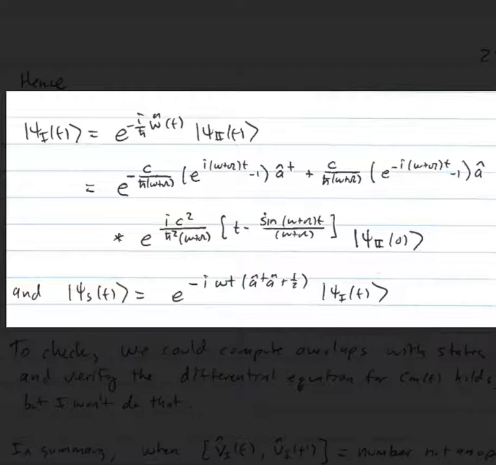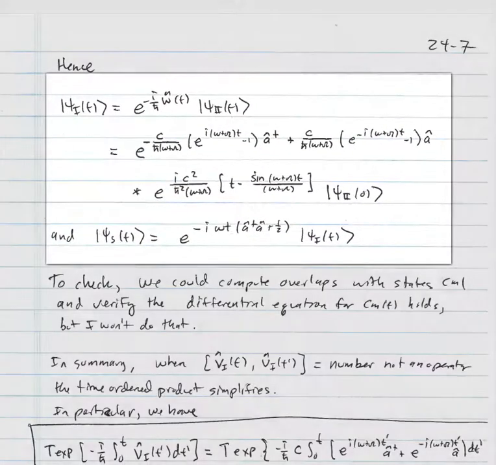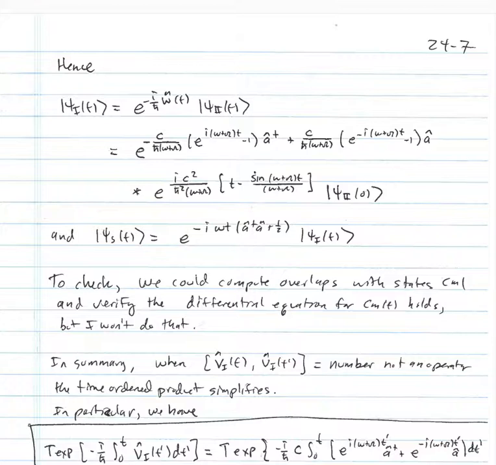Now, using the fact that psi 2 of 0 is equal to psi 1 of 0 is equal to psi Schrodinger of 0 will allow us to re-express that in terms of psi Schrodinger of 0. And then finally, we get the full psi Schrodinger of t by using the expression psi Schrodinger of t is equal to e to the minus i omega t (a dagger a plus a half) multiplied by psi interaction picture of t. Now to check, we could compute the overlaps with states bra m and verify the differential equation for Cm of t that we derived in the early part of the lecture.